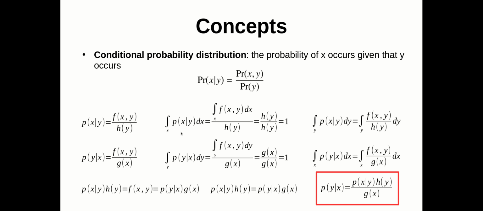But suppose we integrate not over x, but over y, so p(x|y) over dy. Then what's going to happen? In this case, we cannot just take the integral of the numerator, because the denominator also depends upon y. So this integral has to be carried over the entire function.